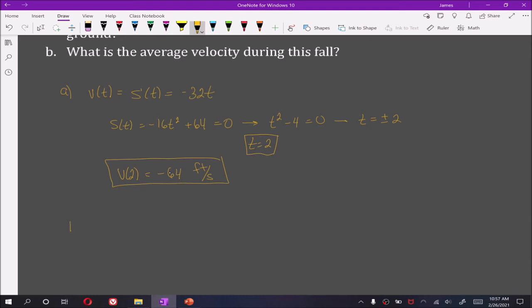Now for the average velocity, call it v average, this will just be s of 2 minus s of 0 over 2 minus 0. S of 2 is 0, obviously, we solved that already. S of 0 is 64, all divided by 2, we get negative 32 feet per second as our average velocity over this fall.